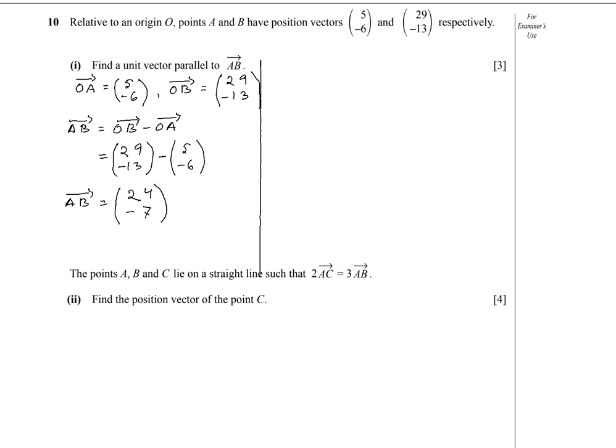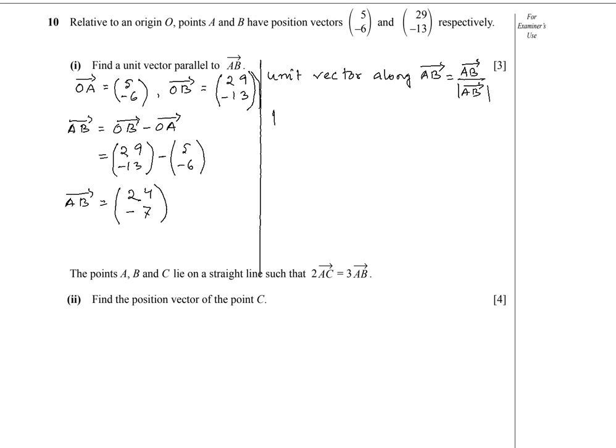So let's find the unit vector along AB, because every parallel vector has the same unit vector. So we need to find the unit vector of AB. The unit vector along vector AB is vector AB divided by its magnitude. So now we need to find the magnitude of the vector AB.